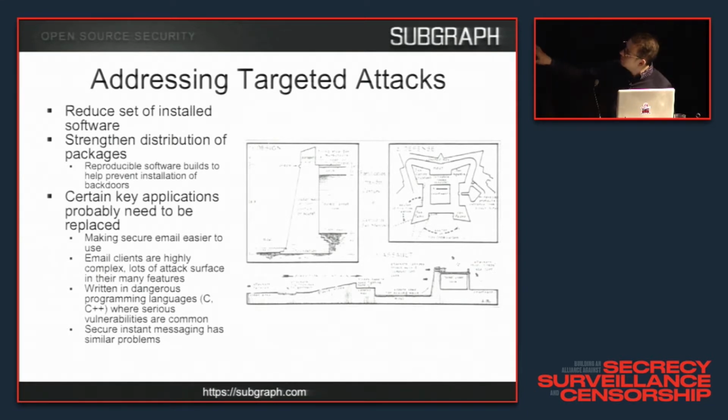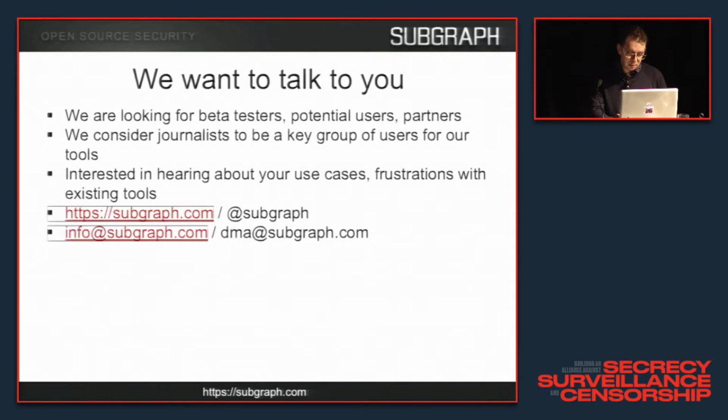One I would like to mention also is that certain key applications probably need to be replaced altogether for reasons beyond their general insecurity as software due to their being written in C or C++. For example, email client. Doing secure email is really difficult. So that's why we at Subgraph are writing something called Subgraph Mail.